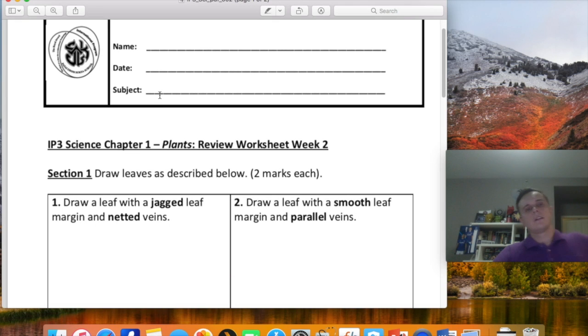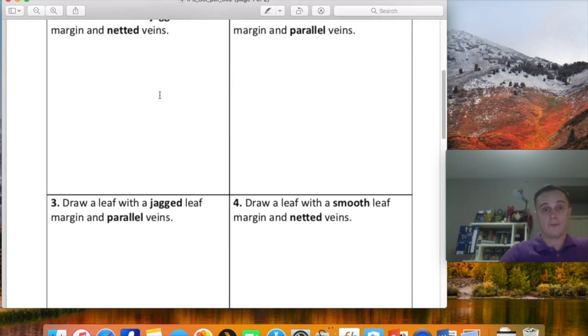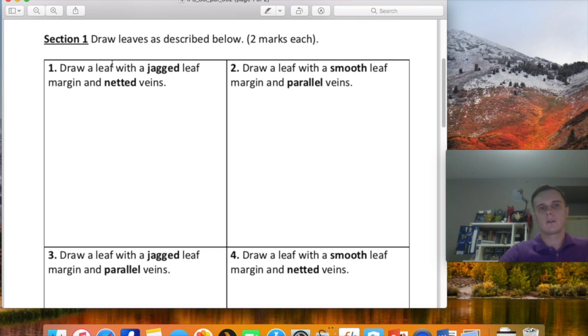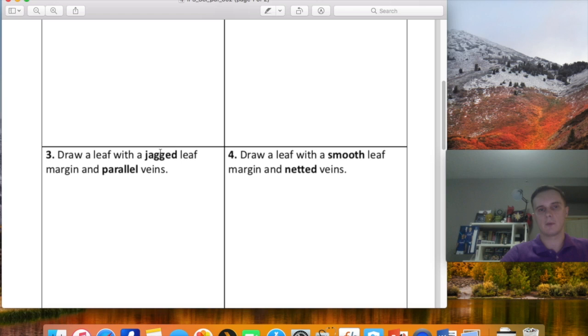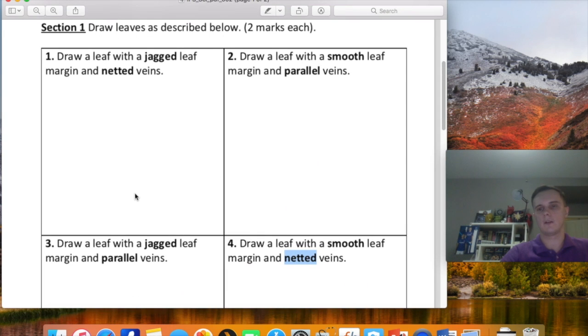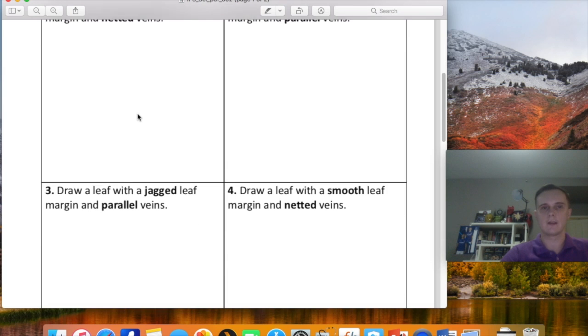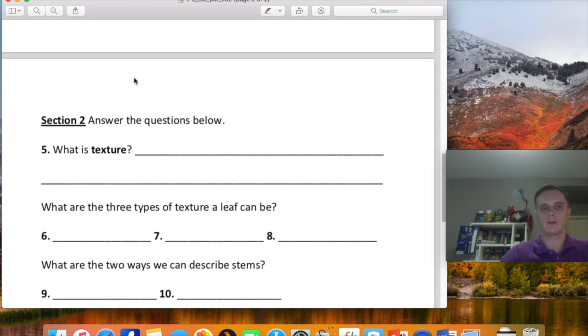So, Section 1, you need to draw 4 leaves for me. This one, draw a leaf with a jagged leaf margin, netted veins. This one, smooth leaf margin, parallel veins. And then here we've got the opposite. Jagged leaf margin, parallel veins, smooth leaf margin, netted veins. So you'll draw 4 leaves, and it's worth 2 marks for each one. So 1 point for the leaf margin, 1 point for the vein pattern. So that is worth 8 points in total.